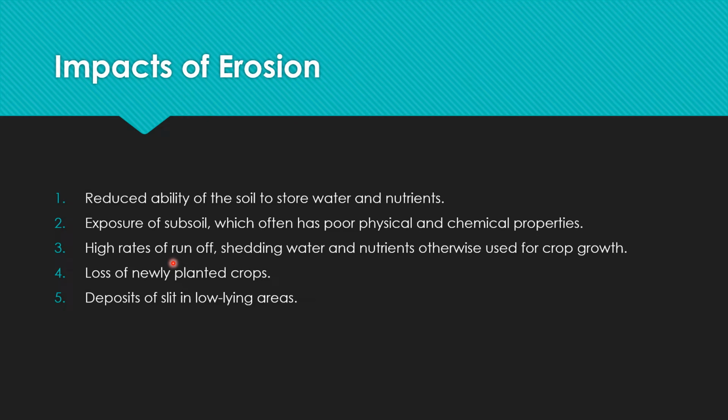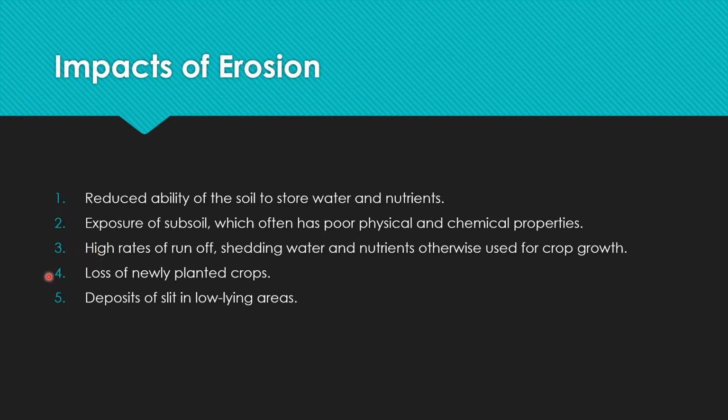The second point is exposure of subsoil, as we discussed. The third point is high rates of runoff, shedding of water and nutrients otherwise used for crop growth. If erosion happens, shedding of the water takes place, and the nutrients will be washed off with the water and the soil. So there will be a great impact on the crops for nutrient and water purposes.